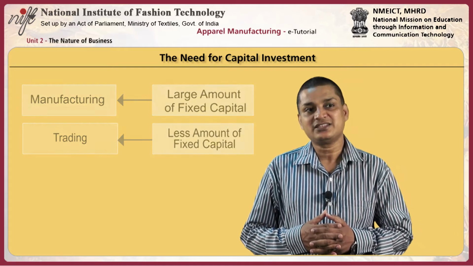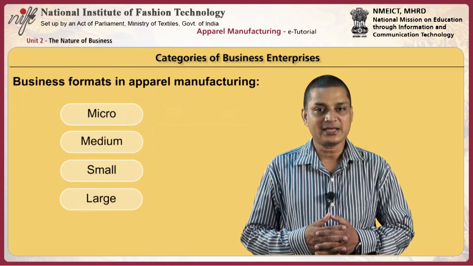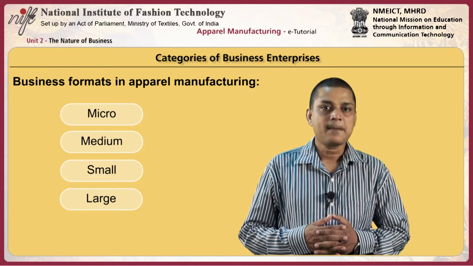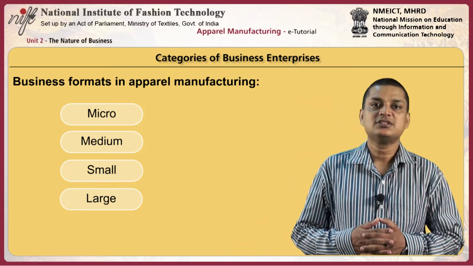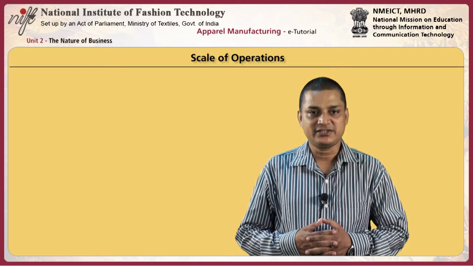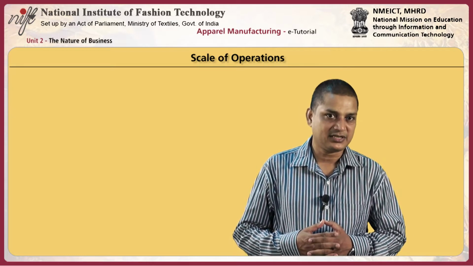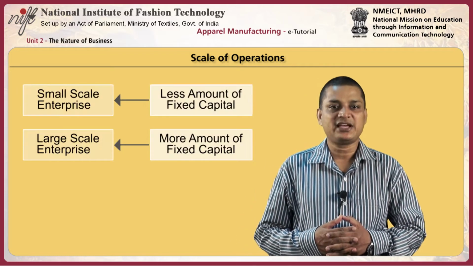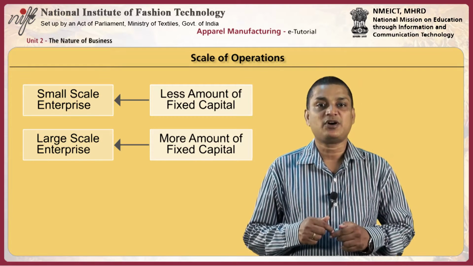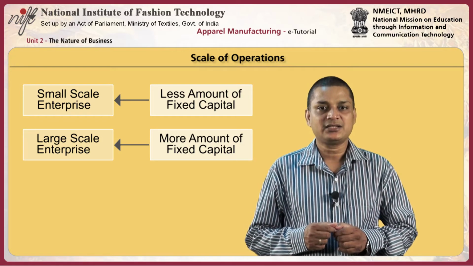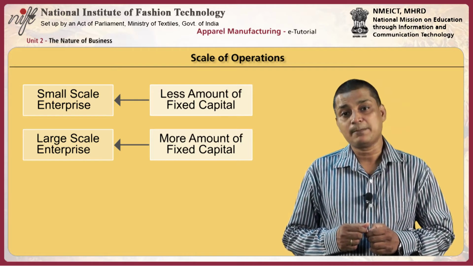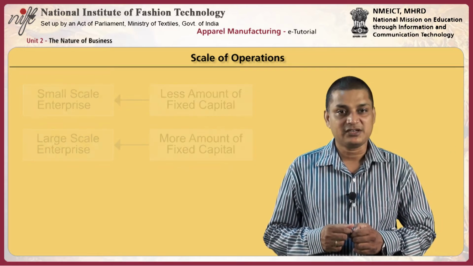fixed capital is needed. There are four main types of business formats existing in apparel manufacturing. They are micro, medium, small and large. The larger the spread of business activities, the greater the need of fixed capital. If a manufacturing enterprise is operating on a small scale, it will require less amount of fixed capital. On the other hand, a large scale manufacturing enterprise will need a relatively more amount of fixed capital.